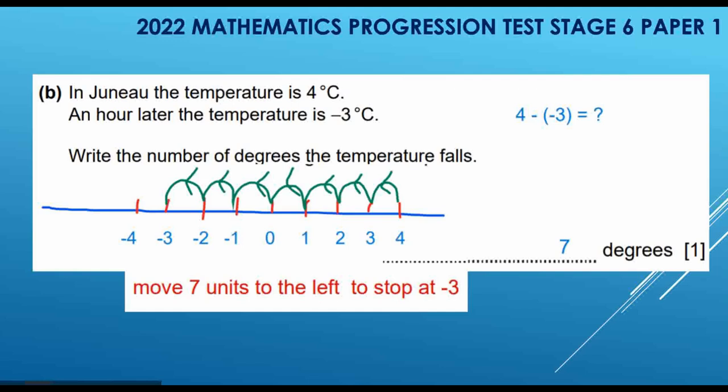It is the same as 4 minus negative 3, because it dropped to negative 3. And minus negative is actually plus. So 4 plus 3 equals 7. Let's move on to the next question.